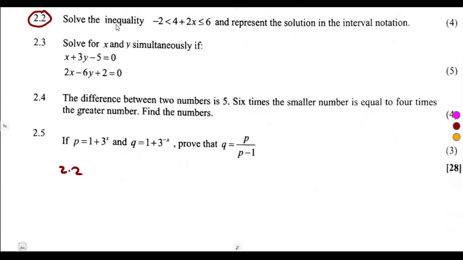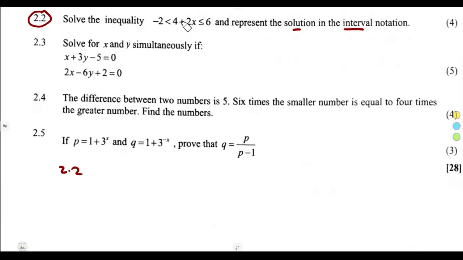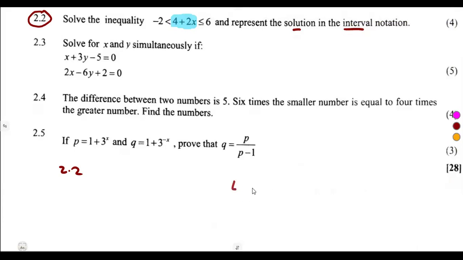All right, let's solve this one and represent the solution in interval notation. Let's solve first. Let's have it from here so that you can properly understand. There is a 4 plus 2x there in the middle. Not 4 plus x, but 4 plus 2x. It is greater than minus 2, but the same is less than or equal to 6.